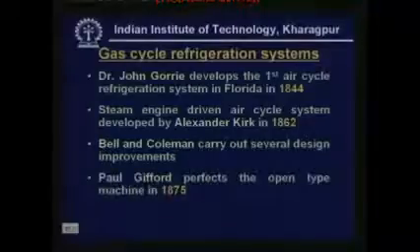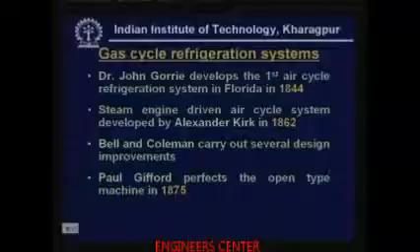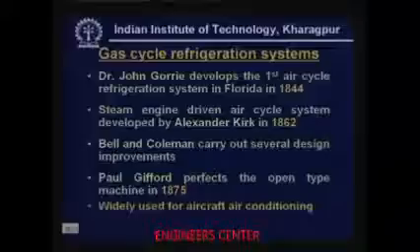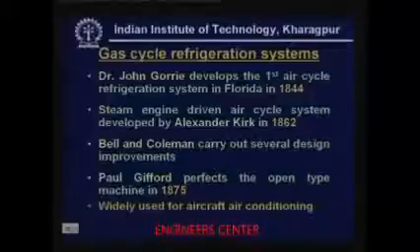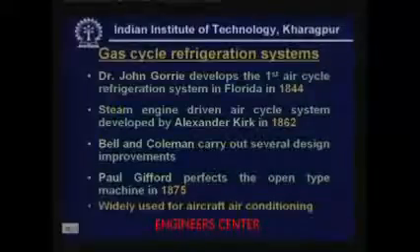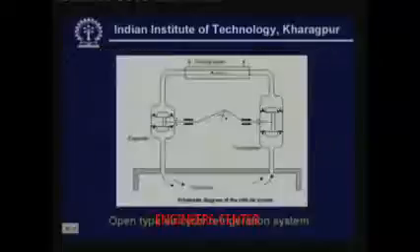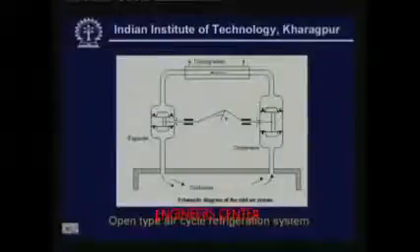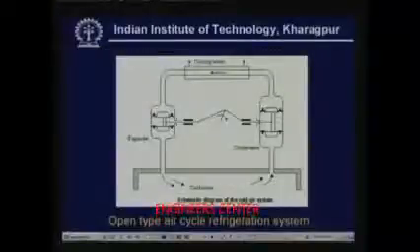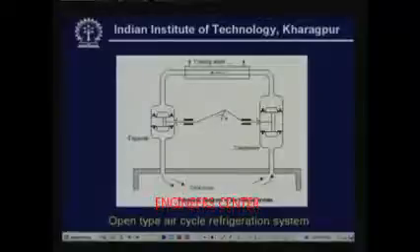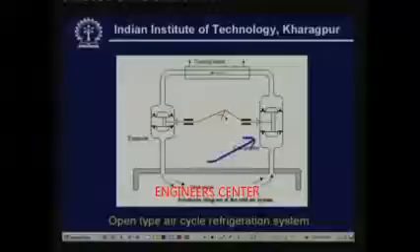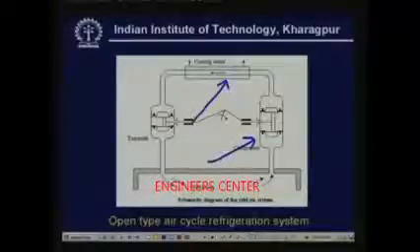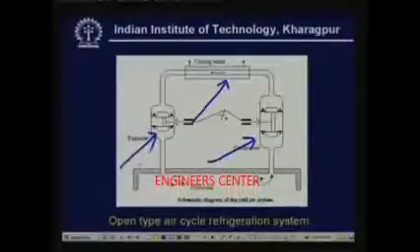And Paul Gifford perfected an open type of air cycle refrigerant system in 1875, and these open type systems are very widely used in aircraft air conditioning systems now. So let me show the working principle of an open type air cycle refrigerant system. You have three major components here: a compressor, a heat exchanger, and an expander. So let me start at this point.